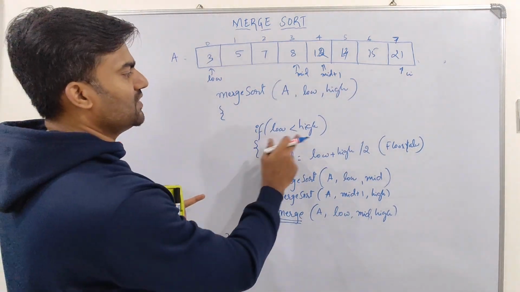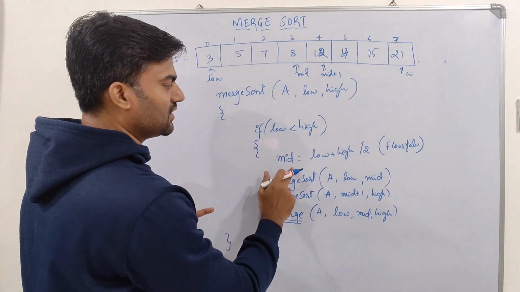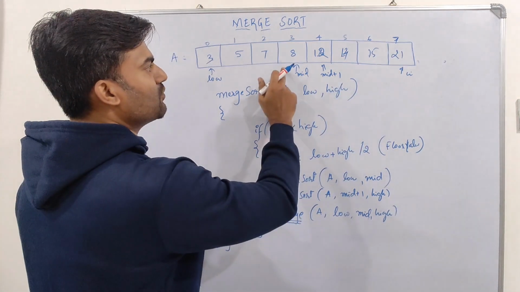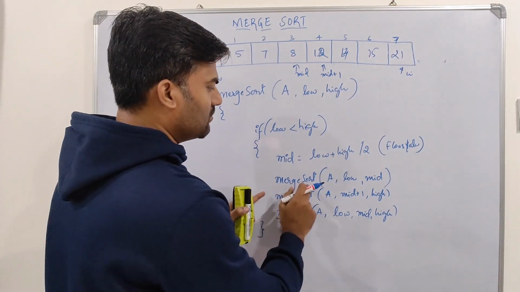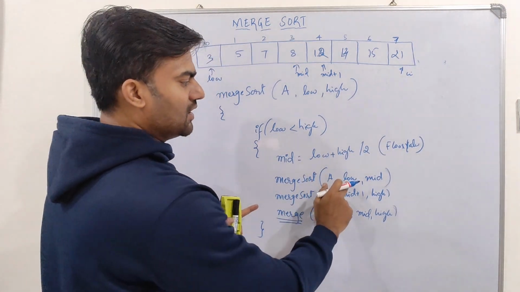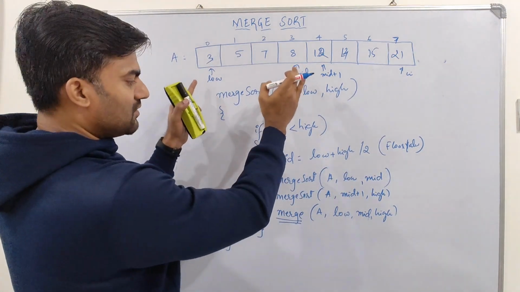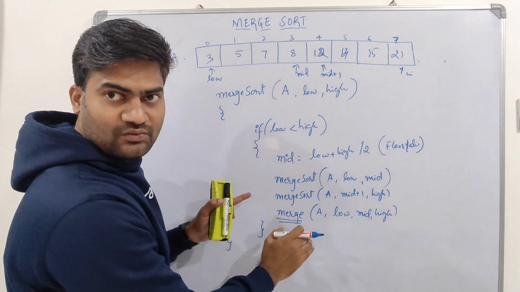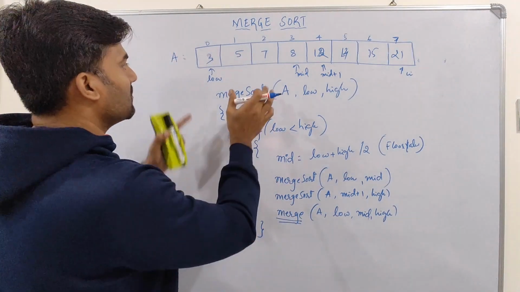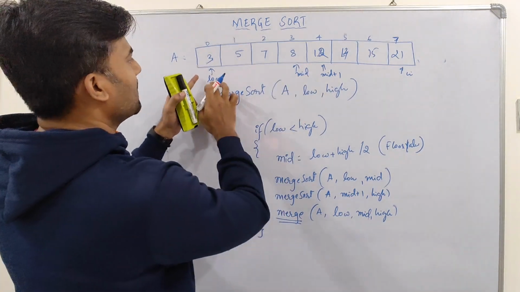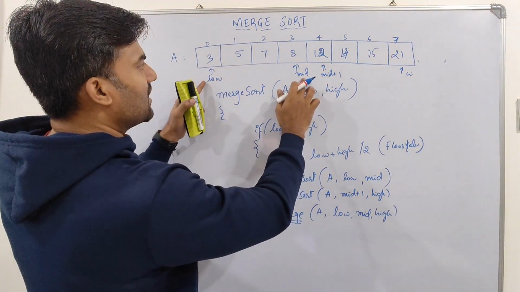Now if low is less than my high, it will calculate the mid value, which is somewhere 3. Next it will call merge sort from 0 to 3. So this much, 0 to 3. This one it will call, it won't go further, because that's how the recursive program works. So next this becomes my low and high.